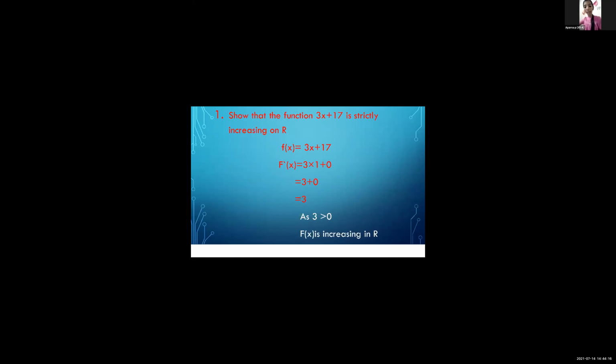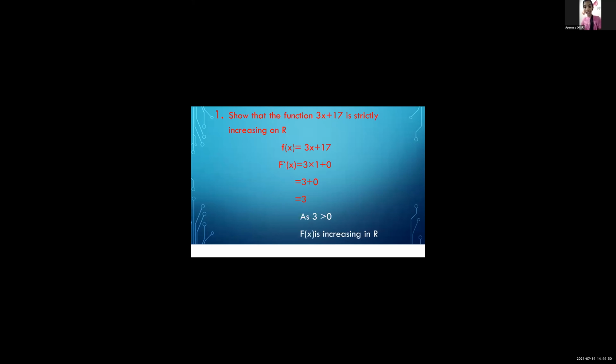First we have to find the derivative of this function, f dash of x. That is 3 into the derivative of x, which is 1, and the derivative of a constant is 0. So 3 into 1 plus 0, that is 3 plus 0, and we get 3. In this question, we have to prove that it is strictly increasing. It is proved now because we are getting a value which is greater than 0. So we can tell that f of x, the function, is an increasing function. I hope it is clear for you.